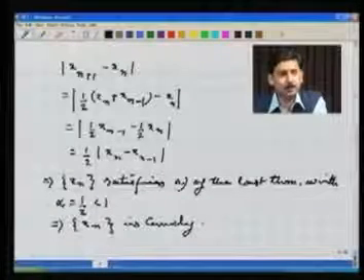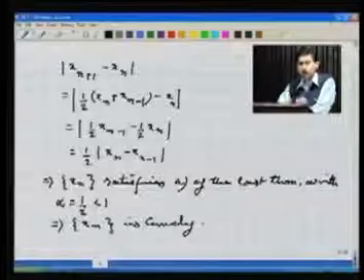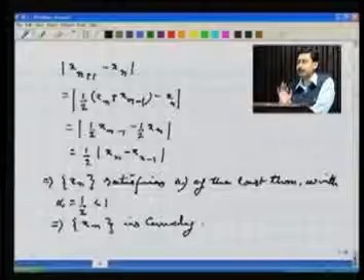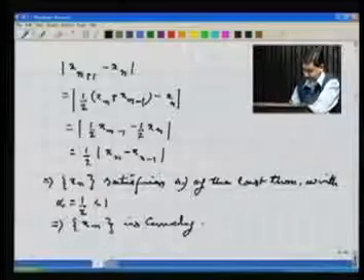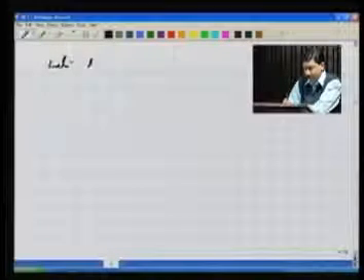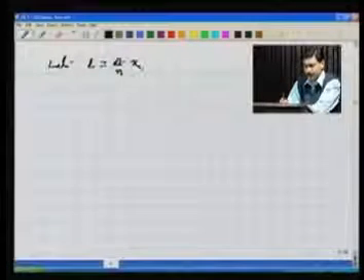The next thing would be to calculate the limit of this sequence. Since it is Cauchy, I know it converges. Let us say L is the limit, and I want to know explicitly what L is. Let L equal the limit of xn.